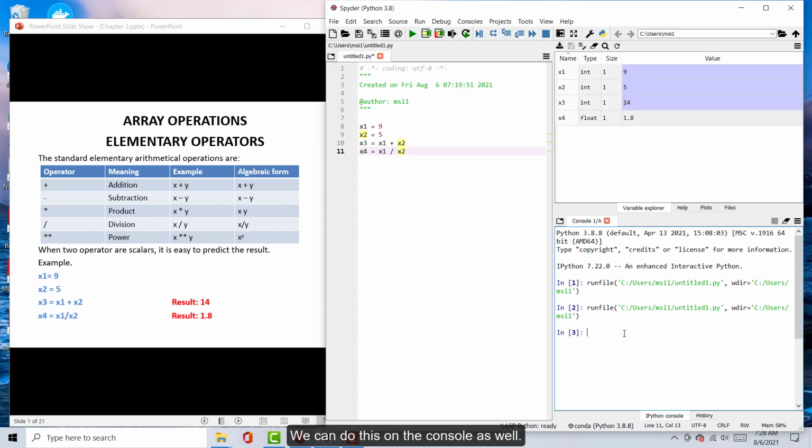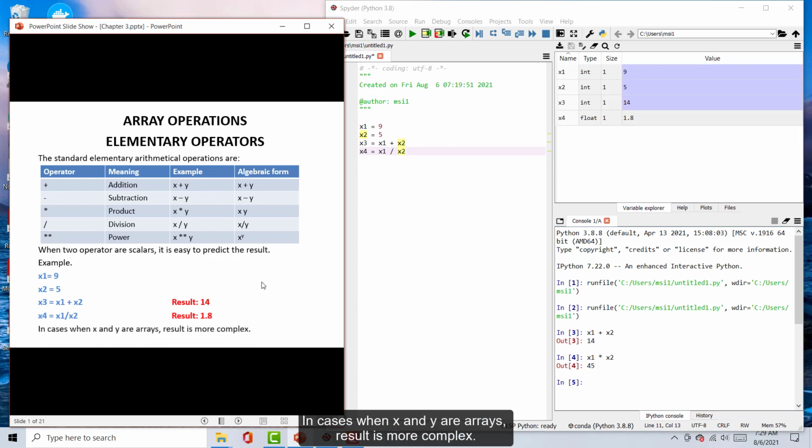We can do this in the console as well. Let's say x1 plus x2 and x1 times, let's say, x2. So 9 times 5 is 45.